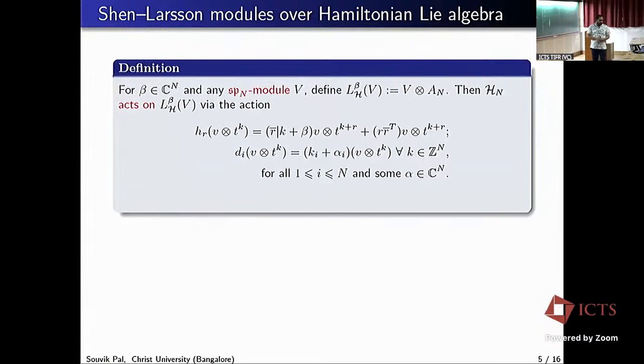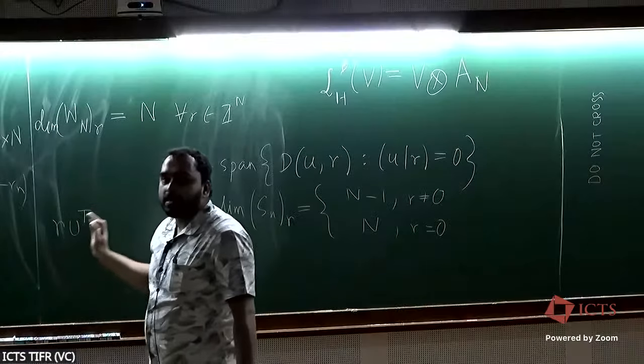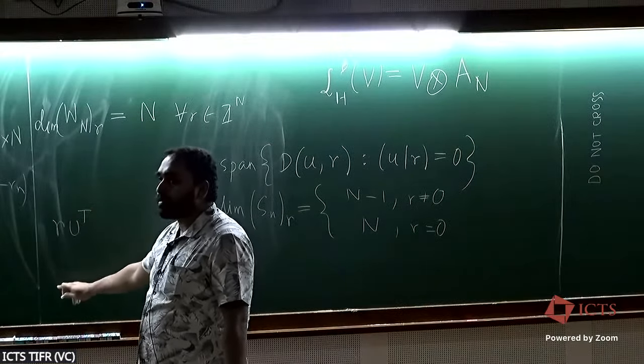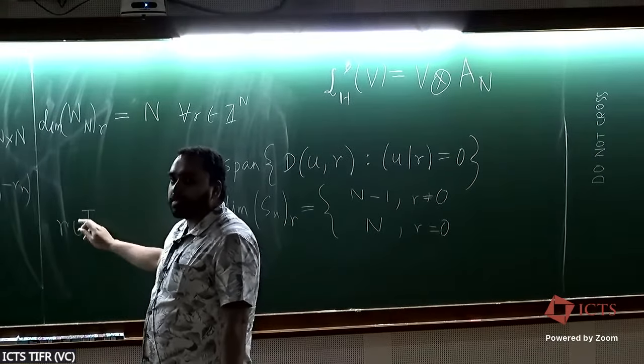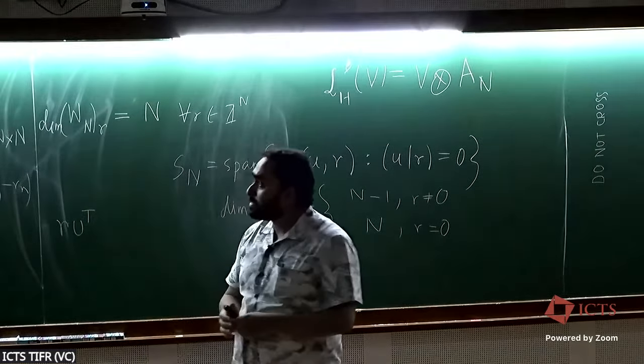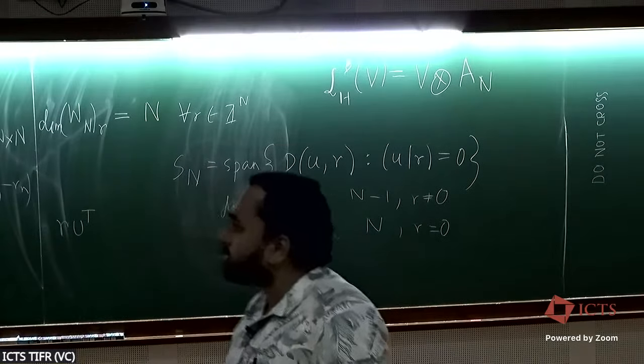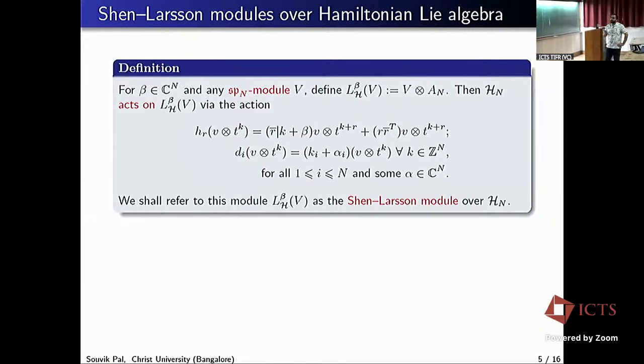And here R bar transpose, what do I mean by this? So this R is an element in Zn, and you take U, an element in Zn, but when you take its transpose, it becomes a row vector. So this is an n cross 1 matrix. This is a 1 cross n matrix. So when you multiply, you get an n cross n matrix, and these modules are called Stein-Larsen modules. This is the usual standard terminology. And the first thing to observe is that R bar transpose is an element of the symplectic Lie algebra. So this action is well defined.